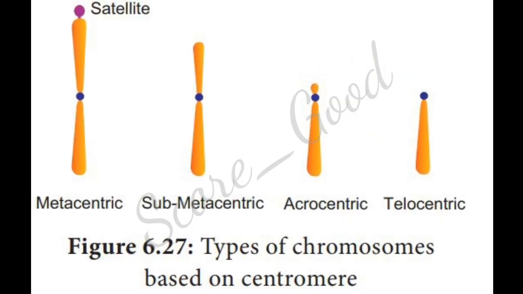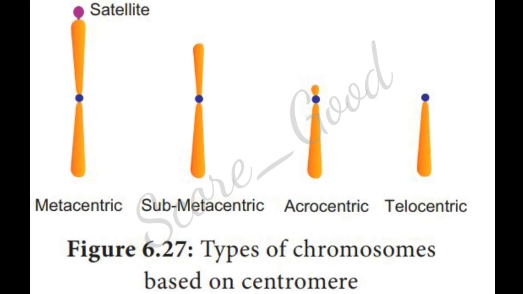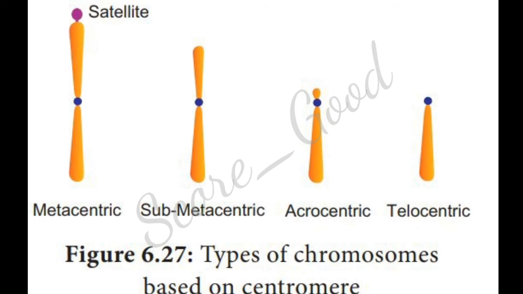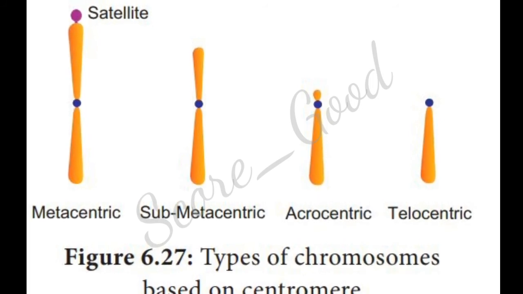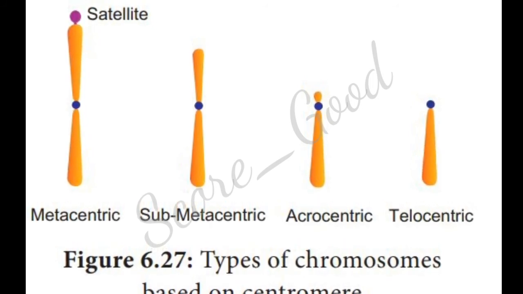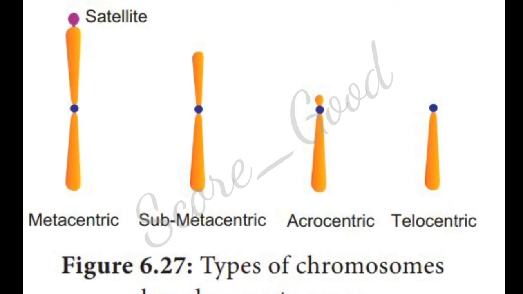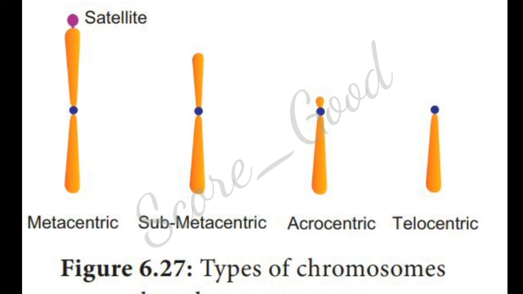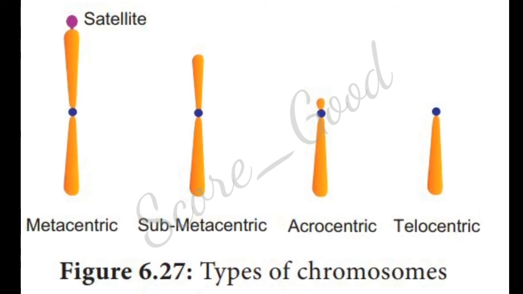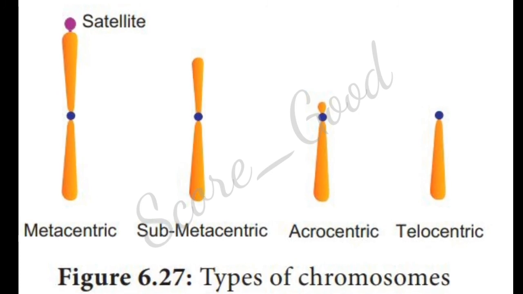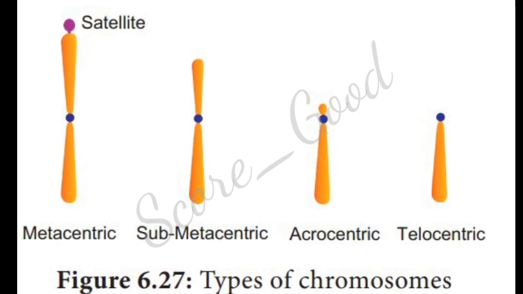Based on the position of the centromere, chromosomes are classified into four types. One is telocentric, second is acrocentric, third is submetacentric and fourth is metacentric. Telocentric is also called terminal centromere, as at one end we see only the centromere, and a terminal centromere capped by a telomere is called acrocentric.